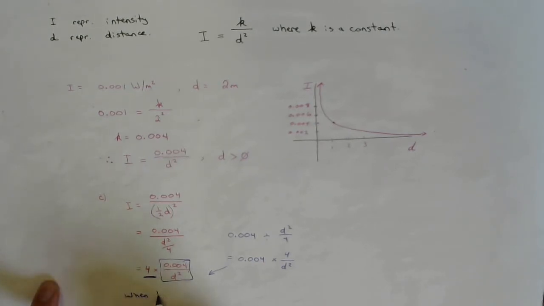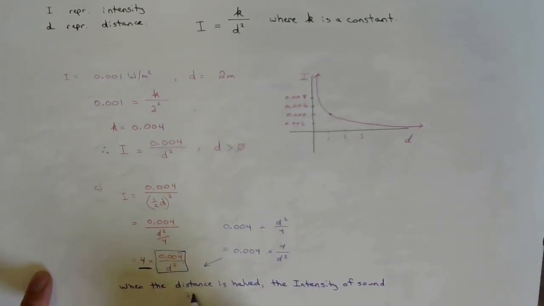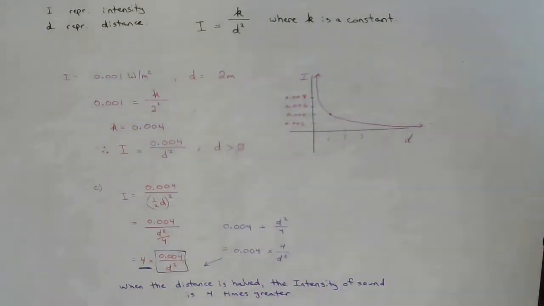When the distance is halved, comma, the intensity of sound is 4 times greater. The intensity of sound is 4 times greater.